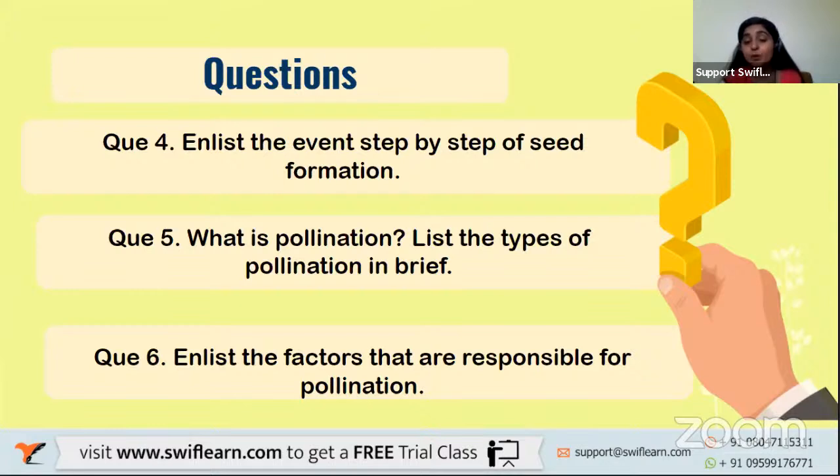List the types of pollination in brief. Okay, so there are multiple kinds of pollination. There can be different agents as well. There are multiple agents. Mention those as well. Then write down self-pollination as well, and then transfer through different agents. Okay, moving further, question 6, enlist the factors that are responsible for pollination. Here you have to specifically write down the factors that are responsible for pollination.